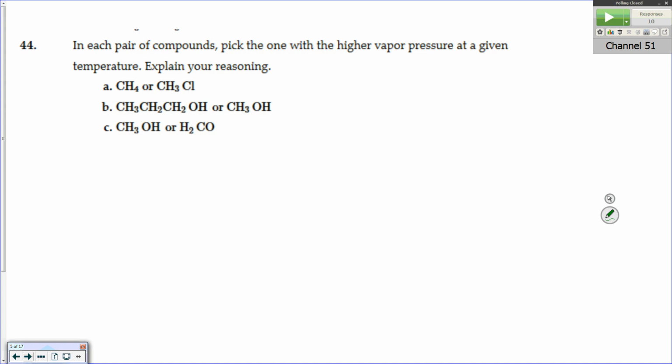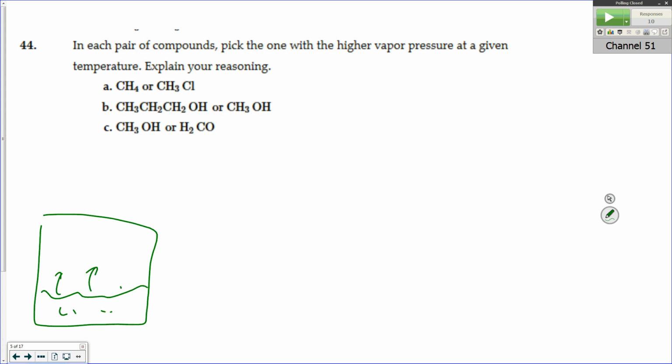Okay, vapor pressure is whenever you have a liquid in a closed container and some of that liquid emits off into the gas phase, and it creates a gas. So what is the pressure that results from that transition at a given temperature? How much pressure is produced from the gas? So the pressure of the gas. Okay, so that's what vapor pressure is a measure of.